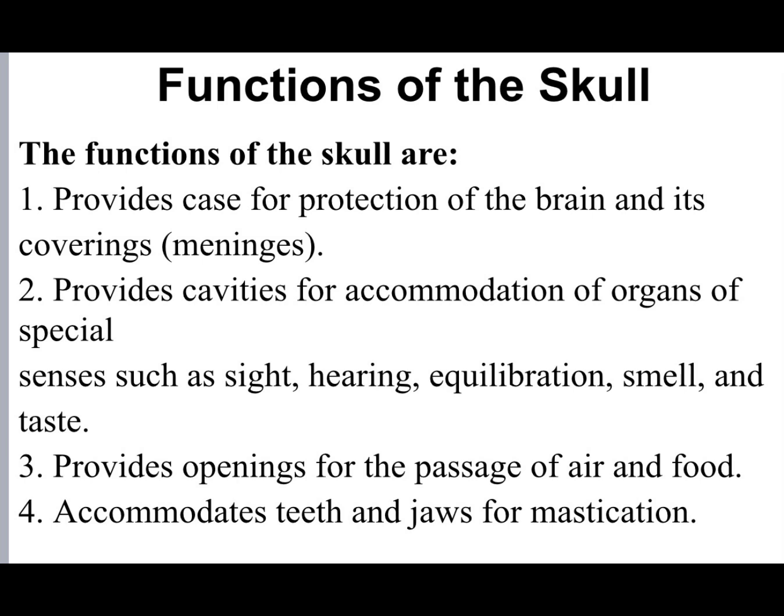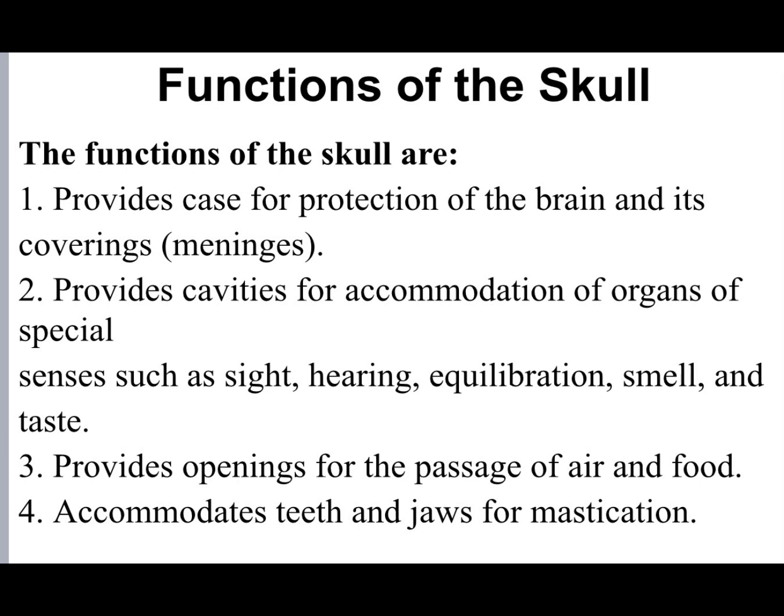The next one is that it accommodates the teeth and the jaw for mastication. So you need the lower and upper jaw, which includes the teeth, where mastication can occur through the muscles of what? Mastication. And the next one, it provides the cavity and accommodates what?